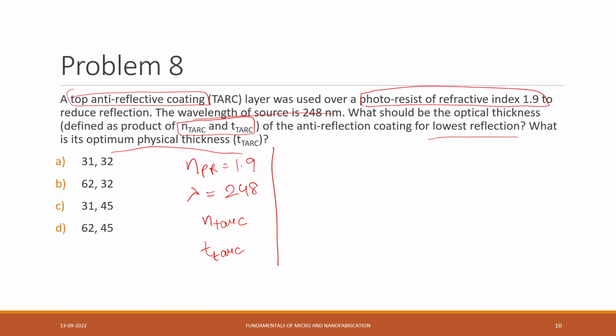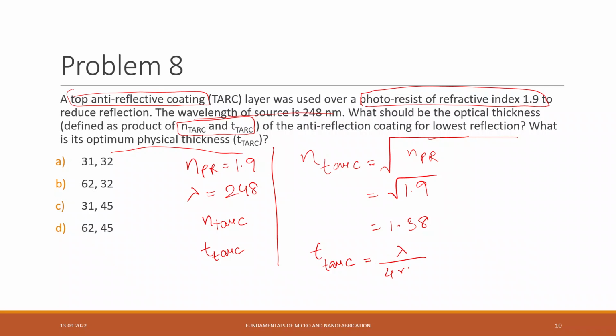Okay, so n TARC is related to n PR. So n PR is 1.9. So under root 1.9 is 1.38. Okay. And for the TARC thickness, you would get lambda by 4 into n TARC.